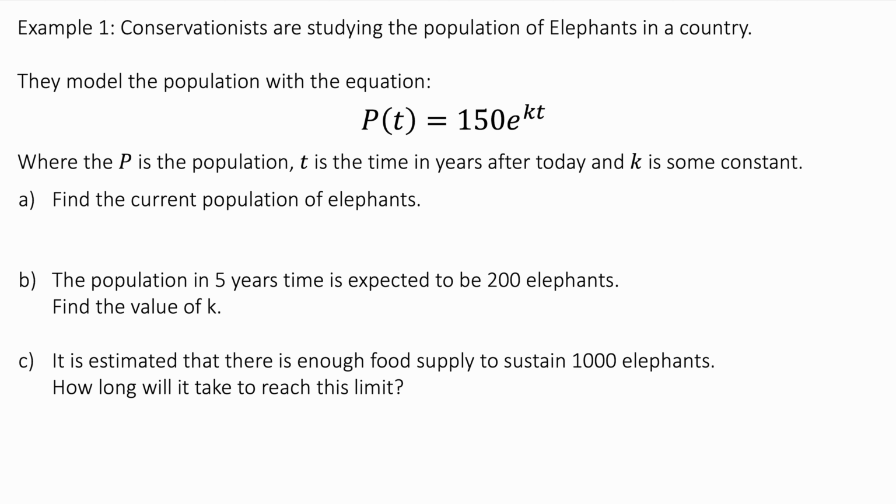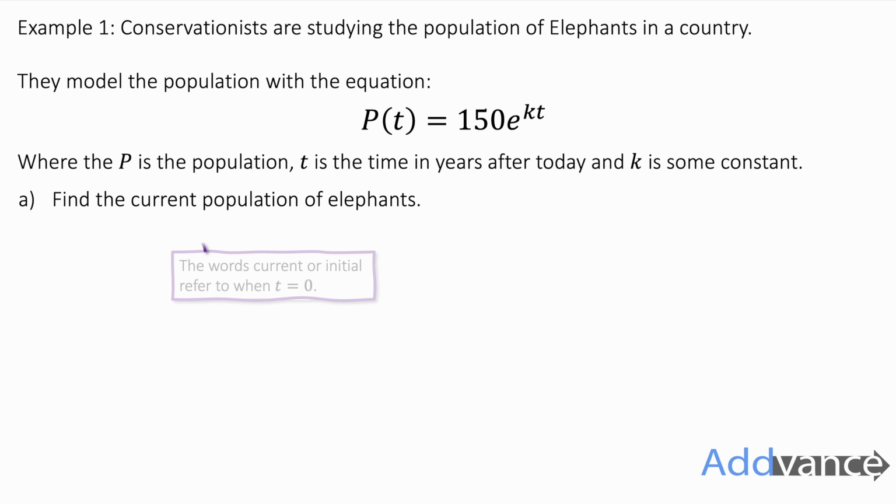Okay, let's have a look at this. So part A, it says find the current population of elephants, and the word current or initial refers to when t is equal to 0. So look out for these key words in questions like this. The words current or initial just means the time at the start, t equals 0.